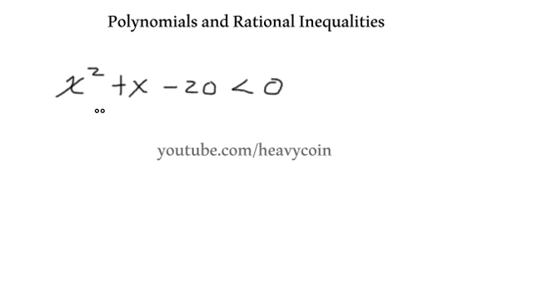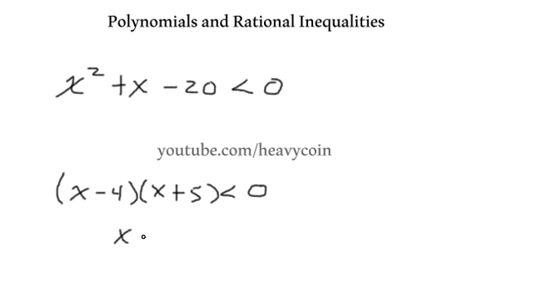So remember that this whole thing right here represents the second coordinate of an ordered pair. What we're going to do is go ahead and factor this. It factors to x minus 4 and x plus 5. We set each one of these factors equal to 0 here. So we have x is equal to 4, and x plus 5 gives x is equal to negative 5.